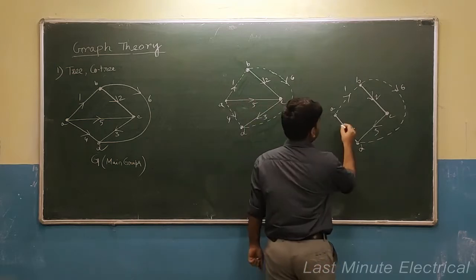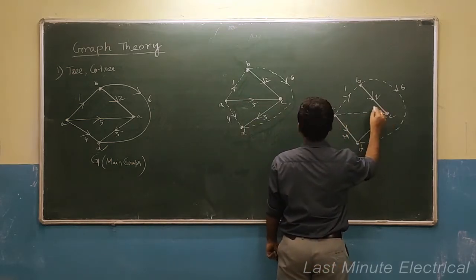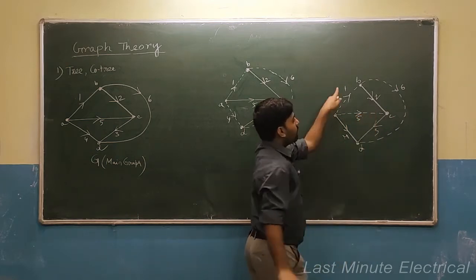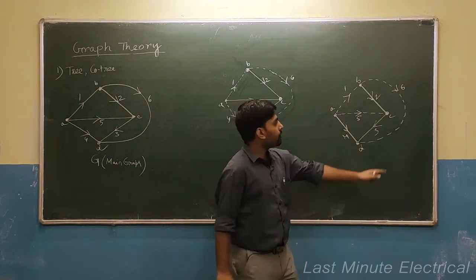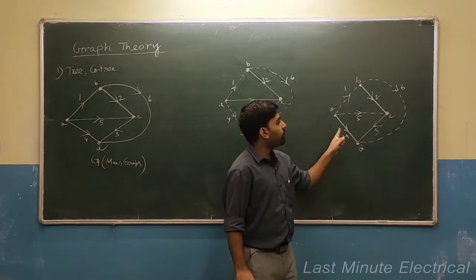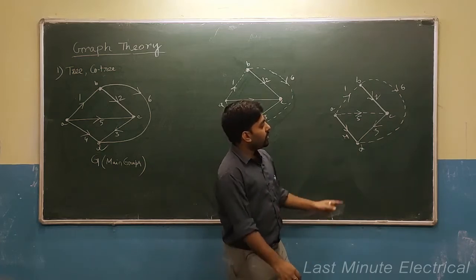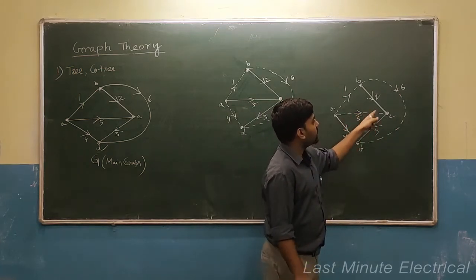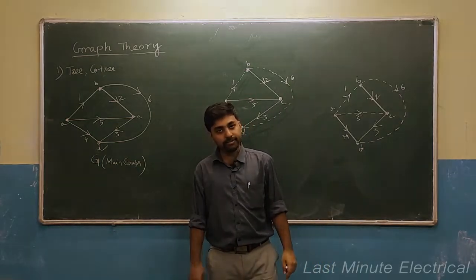Oh sorry, I forgot to draw, this is also part of the co-tree. So, 1, 5, 6 constitute the complementary tree, and 2, 3 and 4 constitute the tree. Okay. So, this solid portion is the tree and the rest of the portion of this main graph is known as the co-tree. Okay.